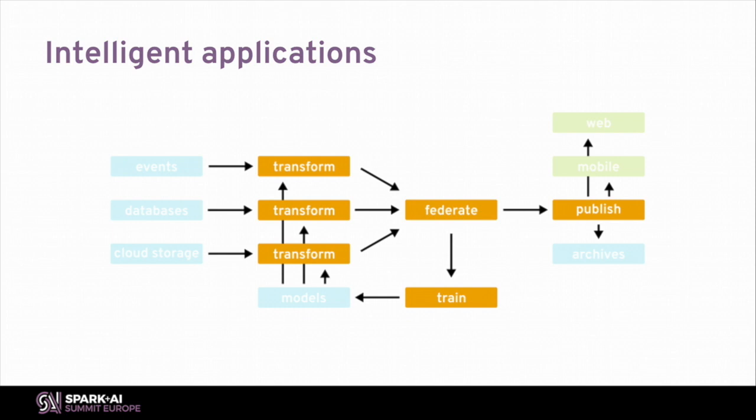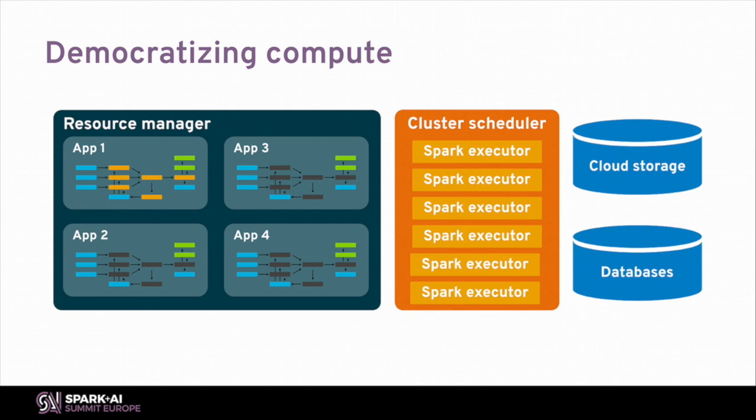Now, if you're familiar with the history of using Hadoop and Spark and large processing clusters, what I want to turn to now is how does Spark fit into this microservice model? And the way that I like to characterize it is as democratizing compute.